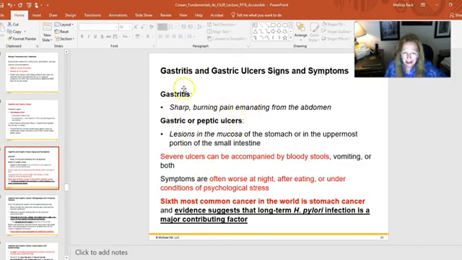Gastritis causes sharp, burning pains in the abdomen, not just a chronic bellyache. This is painful, and it can be associated with bleeding. So you can see people with blood in their stools, and this is why stools are often checked for blood if there's any suspicion of a stomach ulcer.